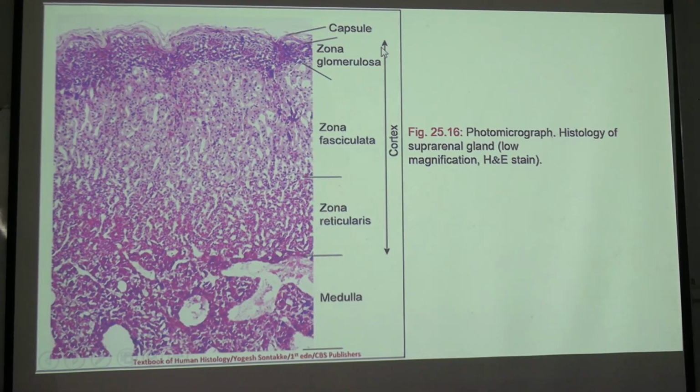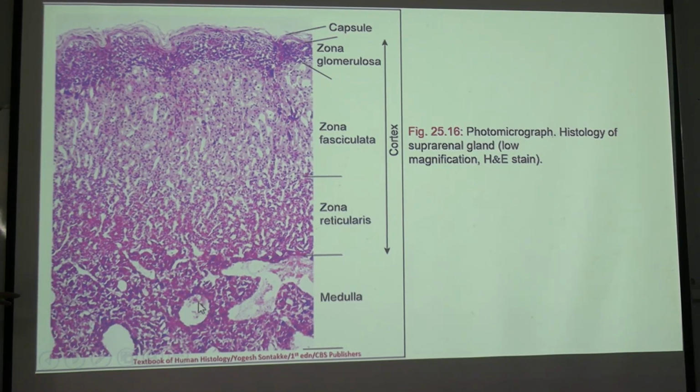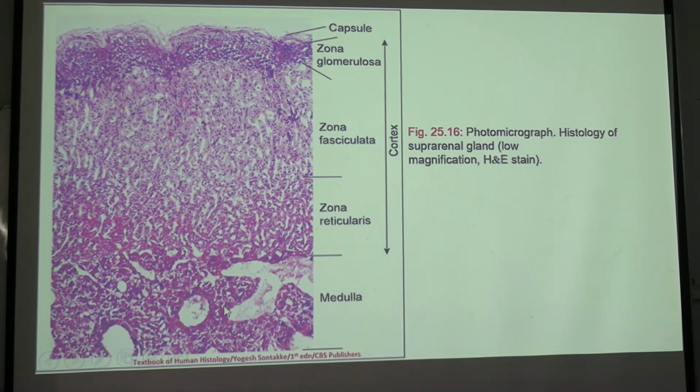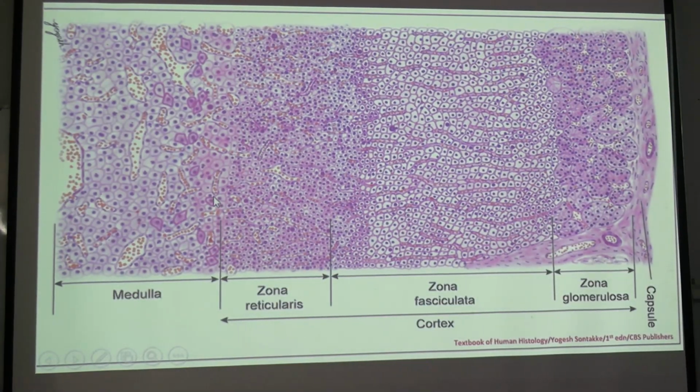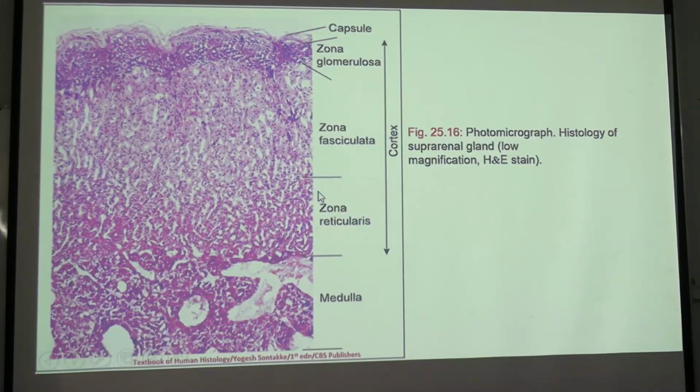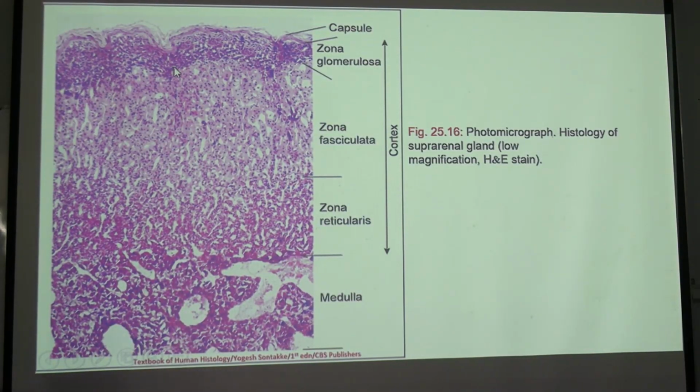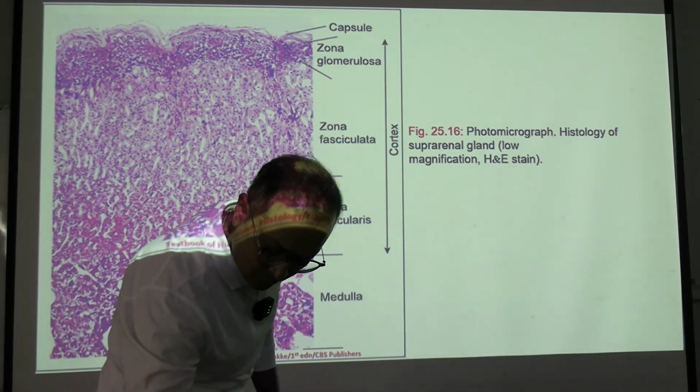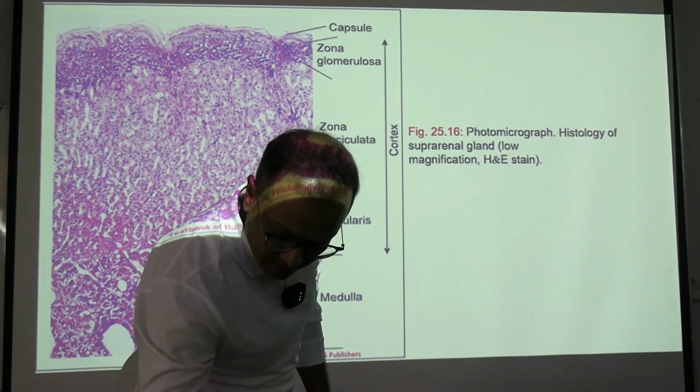So we have the capsule, then the cortex, then the medulla. The cortex has three layers, G, F, R: how they are placed and what their functions are. Then the medulla has pheochromocytes, derived from the neural crest cells, NCC. This is how it should look. In a schematic picture it looks like layers like this, but in an actual picture it apparently looks like this. So we have three slides to identify as the adrenal gland, or suprarenal.